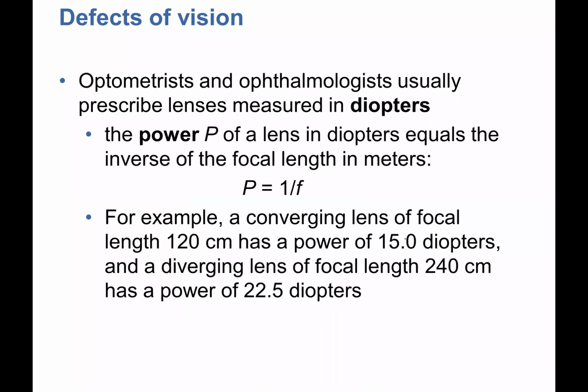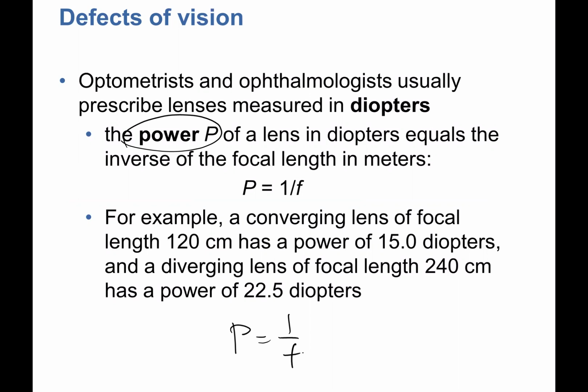All right, so generally for the eye, we use diopters as a unit to represent what we call the power of the lens. The power is nothing but 1 over the focal length of our eye lens. So a converging lens of a focal length 120 centimeters has a power of 15 diopters.